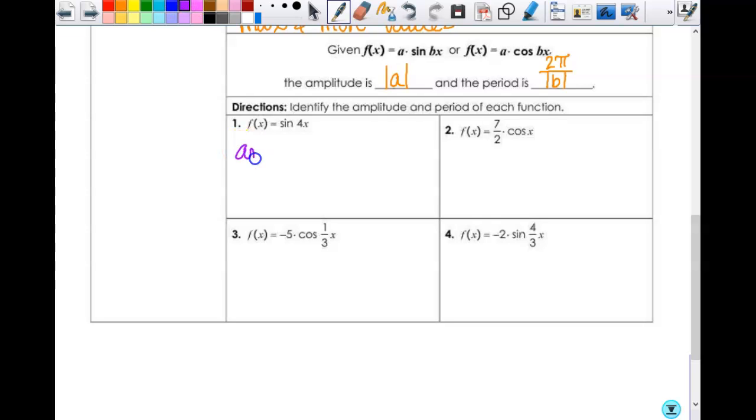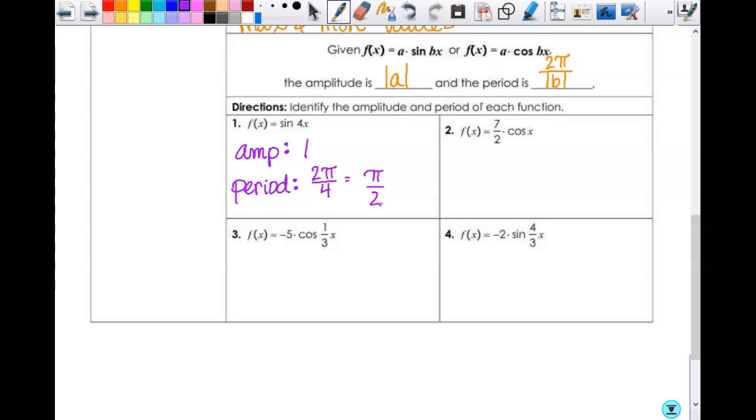On number 1, what is the amplitude? 1, right? There's not a number in front of sine, so my amplitude is 1. The period, what is the period? Exactly. And I would highly suggest for a while that you actually write it out. It's 2 pi divided by that number, which gives you pi halves. That is the period. Okay? So yes, the period gets multiplied by 1/4 basically, but that gives you pi halves there.